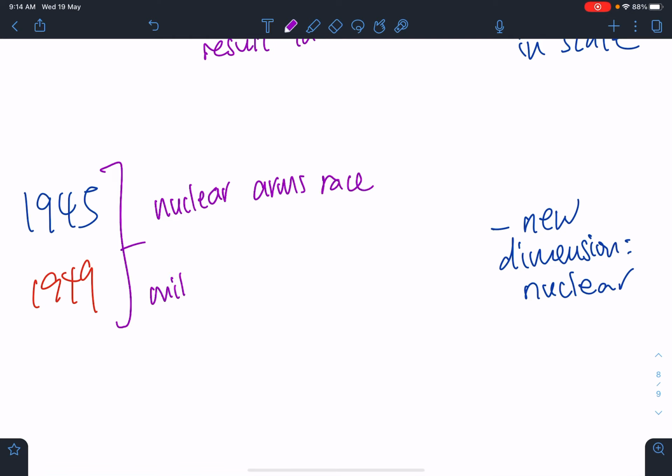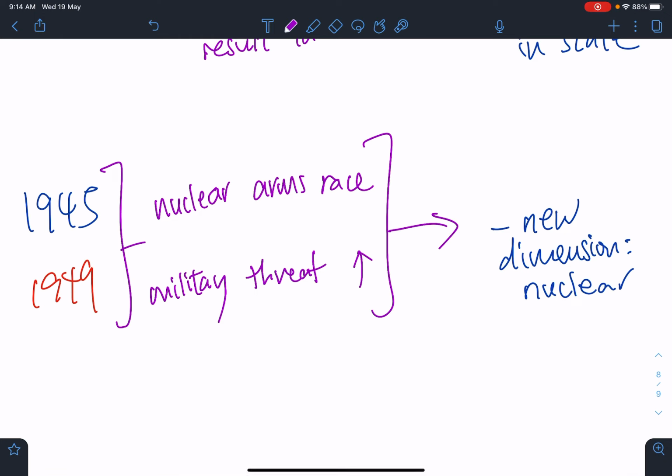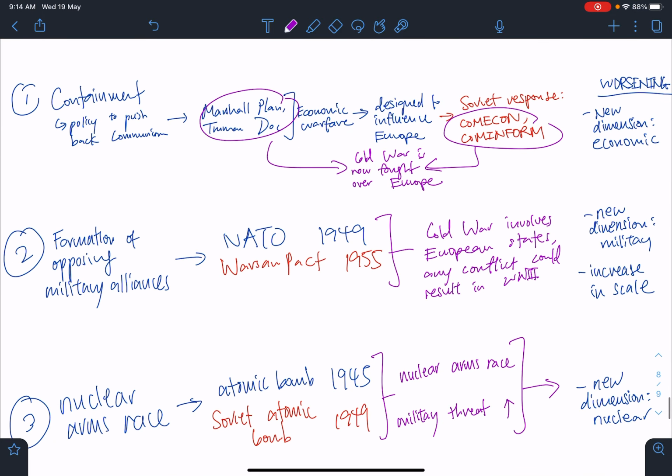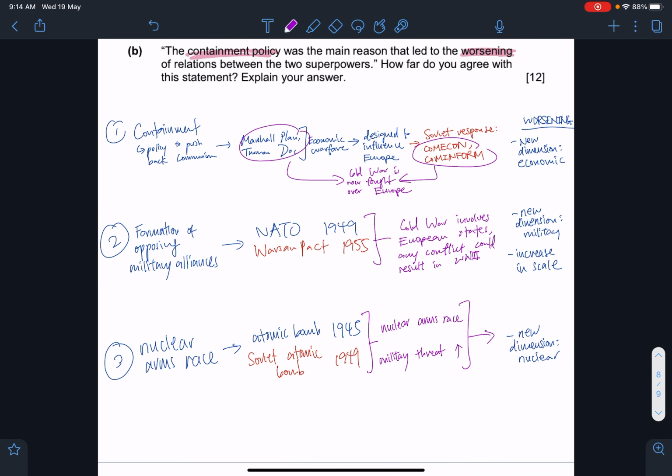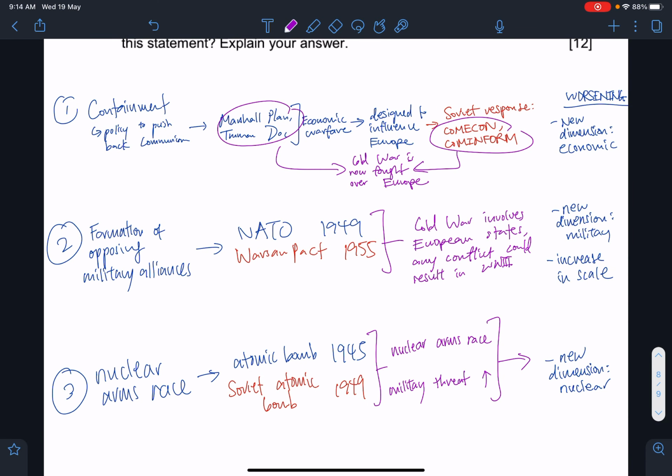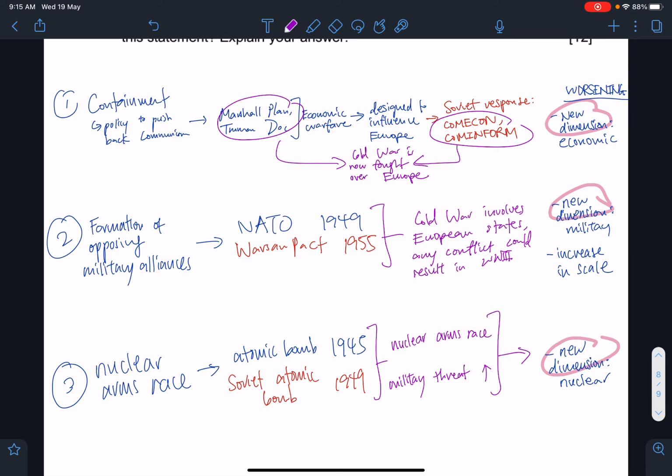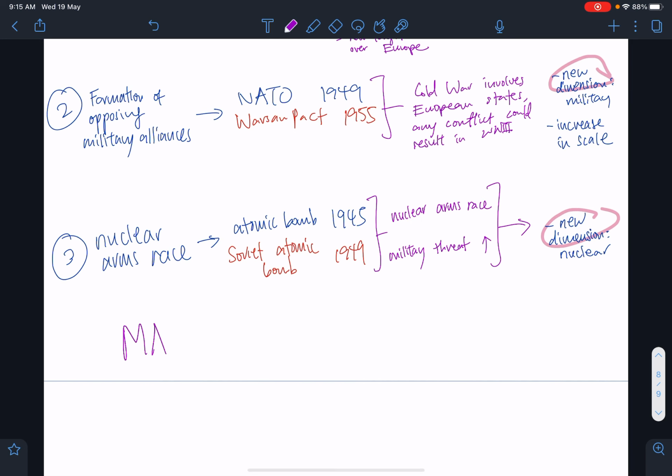and my military threat increases. If my guns get bigger and bigger, of course my conflict gets worse lah. That is why I can say that the dimensions of my conflict increase. Okay, and that is how I would frame my response to this question. I will show that there are always new dimensions to the conflict, and that is why it is worsening in scale. Okay, so now I come to the question of what is the main reason.